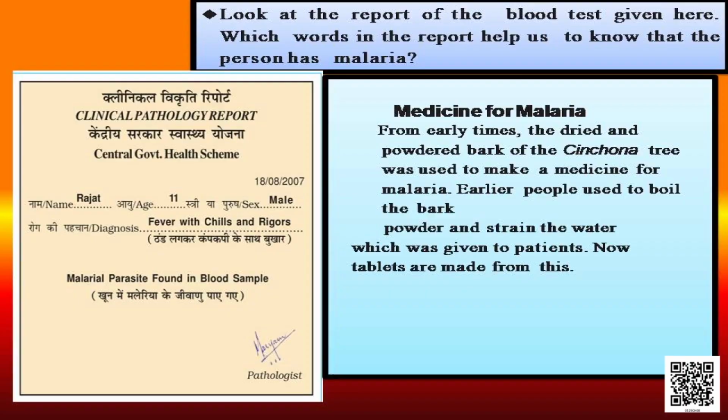Now students, we should also know what the medicine for malaria is. From very early times, the dried and powdered bark of the cinchona tree was used to make a medicine for malaria, and earlier people used to boil the bark powder and strain the water which was given to the patient. So this particular tree, the cinchona tree, is a very effective medicine for the patients who are suffering from malaria. The crushed powder is boiled and then it is strained. The water is strained, and that water with the medicinal effective qualities of the cinchona tree is given to the patient. Now the tablets are made from this and they are given to the patients.